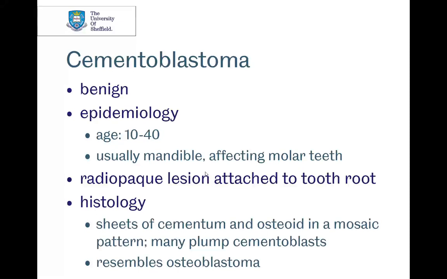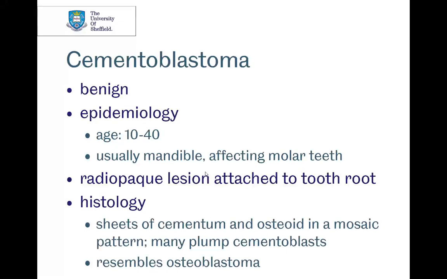The last lesion is one which I raised all the way back in the earlier part of the course when we were looking at periapical pathology, and that's a cementoblastoma. And this is a benign neoplasm of cementoblasts, as the name would imply. It tends to occur in younger patients and affects teeth in the mandible, usually the lower first molar. That's by far the most common tooth.